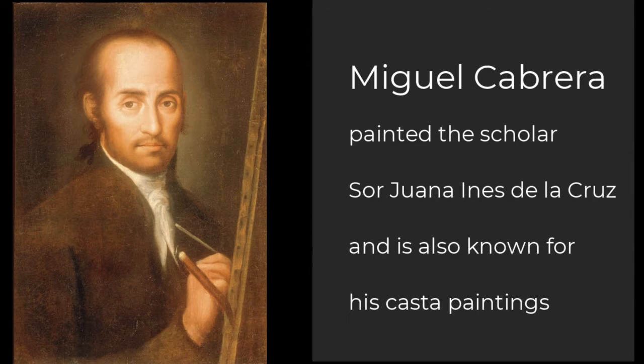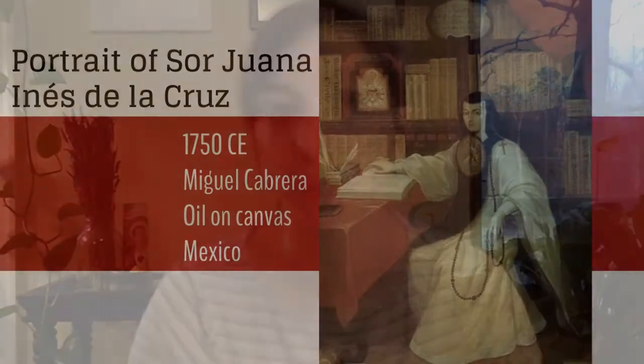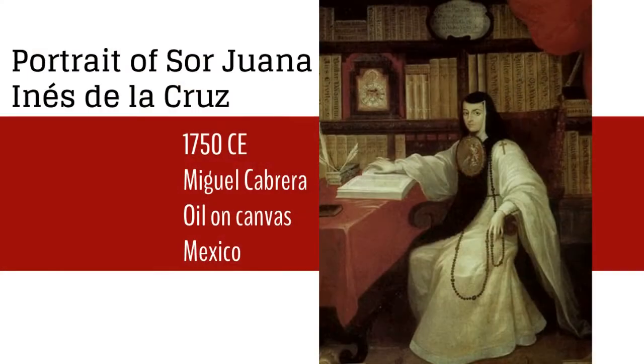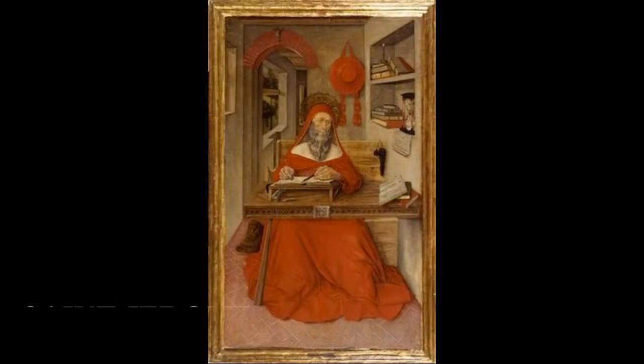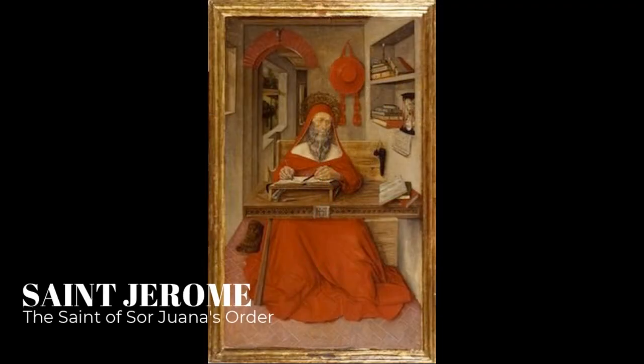Cabrera is most known for his Costa paintings and his depictions of the Virgin of Guadalupe. He created this posthumous portrait in honor of Sor Juana's life. He likely modeled this depiction of her after depictions of Saint Jerome, who was the patron saint of Sor Juana's religious order, the Hieronymite order.